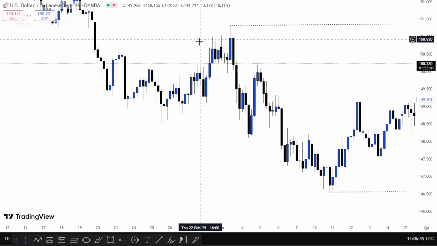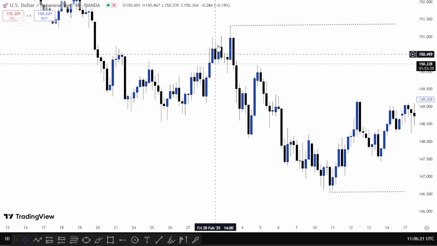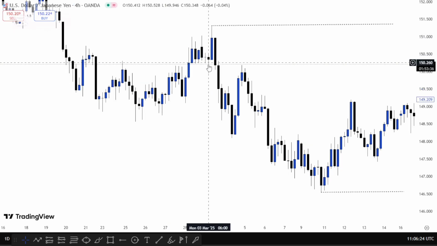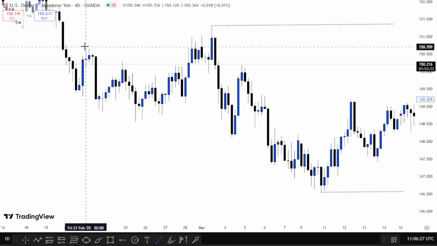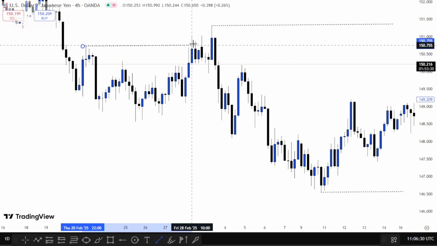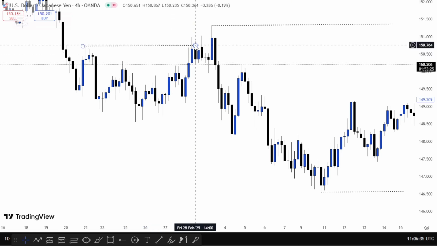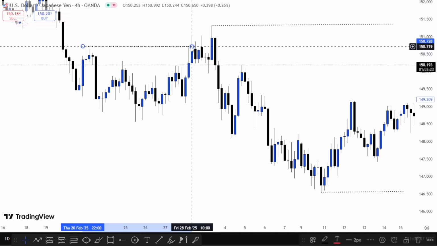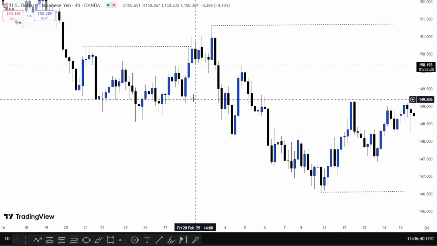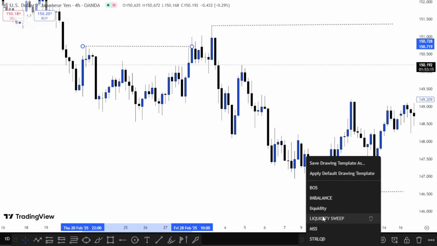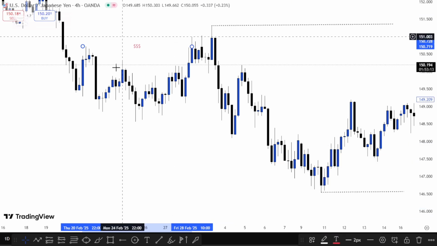We have a liquidity sweep right here. All right, you see this move. Okay, we can actually use this area right here. We have a liquidity sweep right here. Why? Because the market swept out this area and could not trade above. So it could not trade above that area, so that becomes our liquidity sweep. All right, so we have our liquidity sweep at that area.